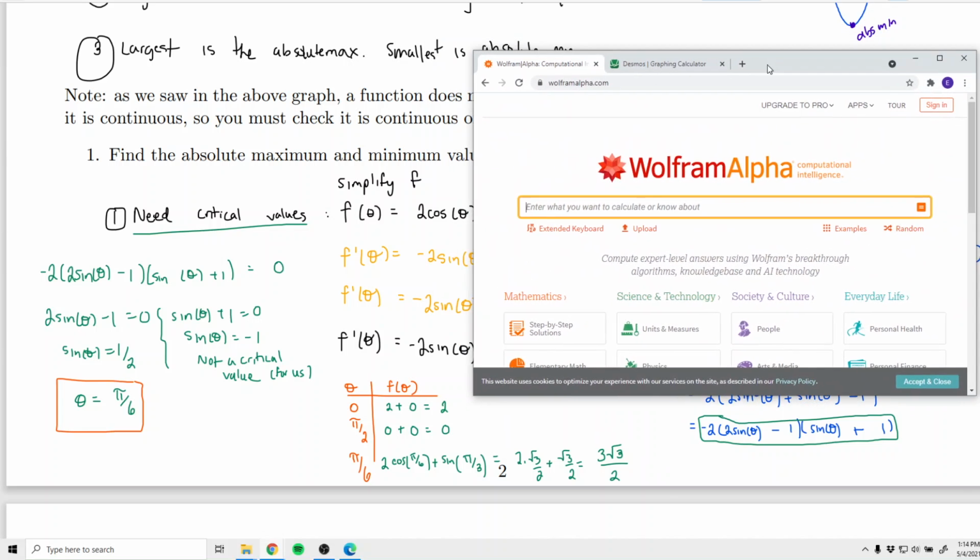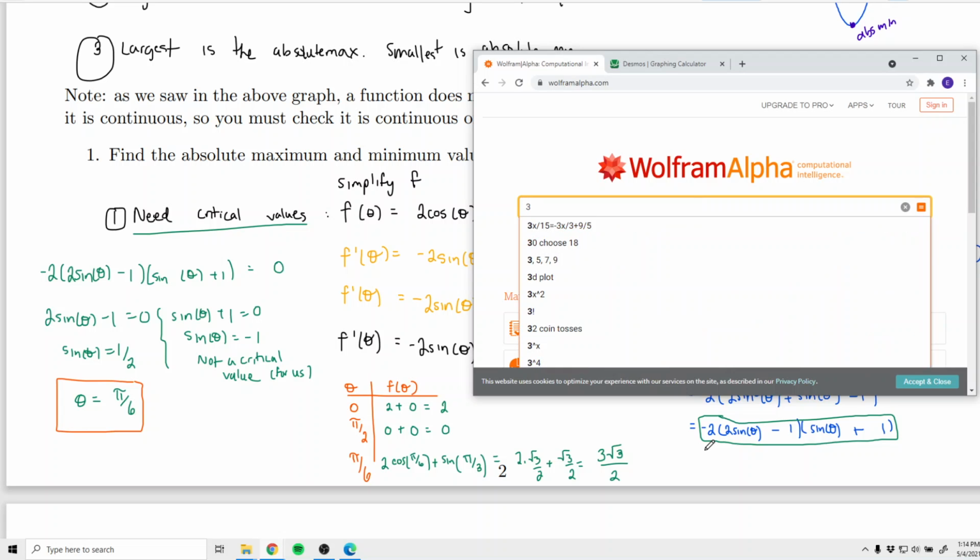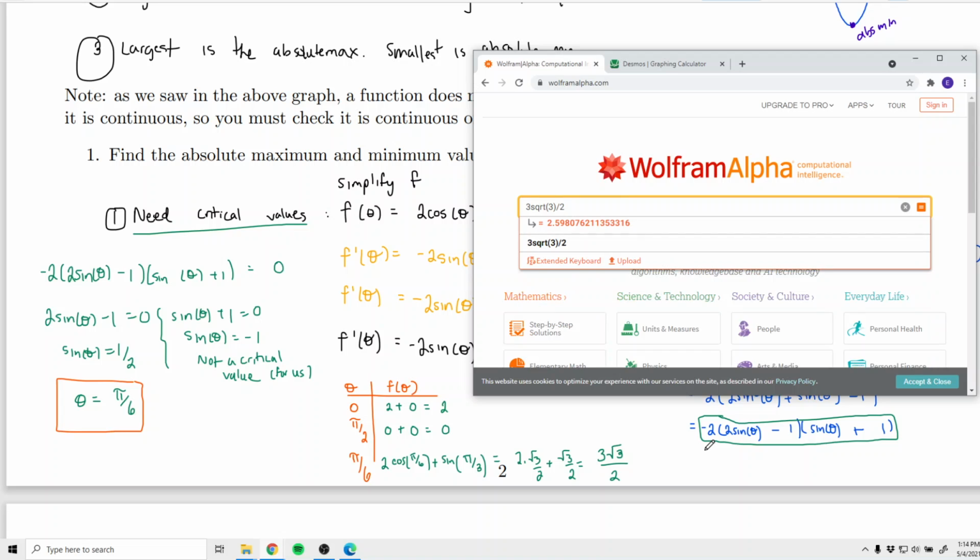But what about the absolute maximum? If you're anything like me, you don't know roughly what 3 times square root of 3 over 2 is off the top of your head, so let's just figure that out. 3 times the square root of 3 divided by 2, as a decimal, is bigger than 2, so this is the absolute maximum.